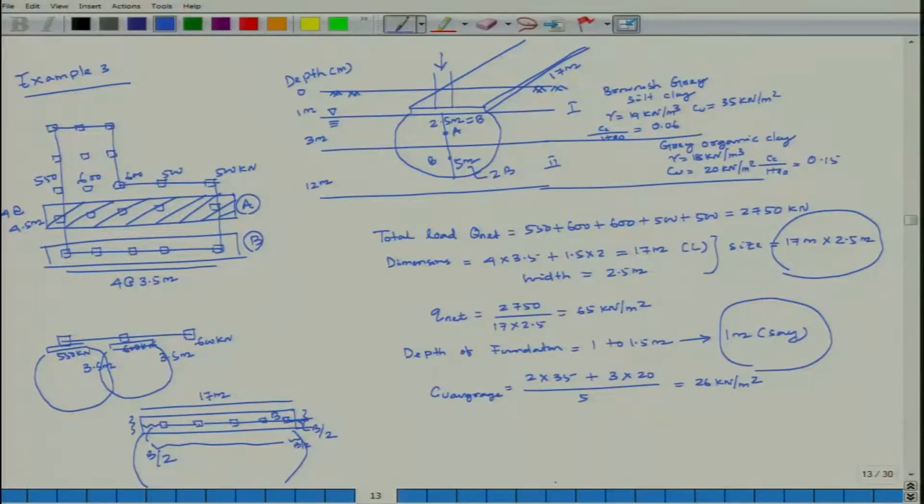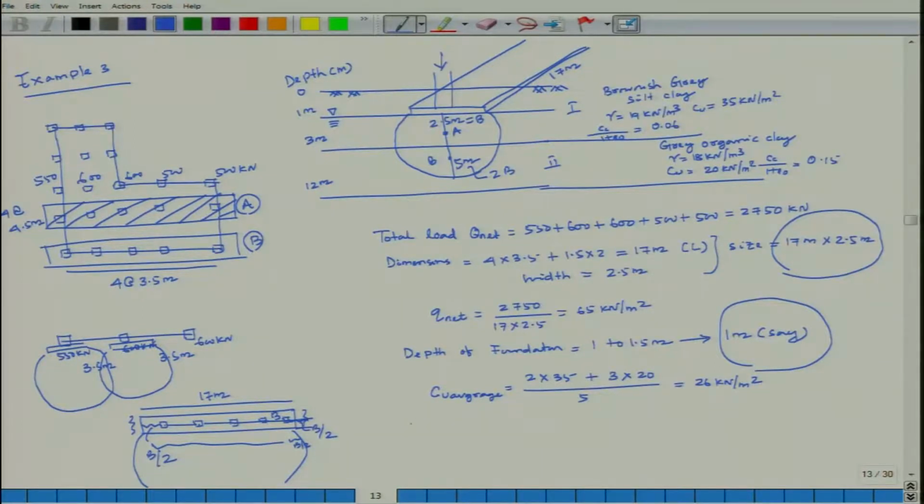That means I have considered only one Cu value, and considering this one Cu value, you can go both ways, this side as well as the other side, you can find it out. But instead of doing that, considering only one Cu value would be a better way of designing.